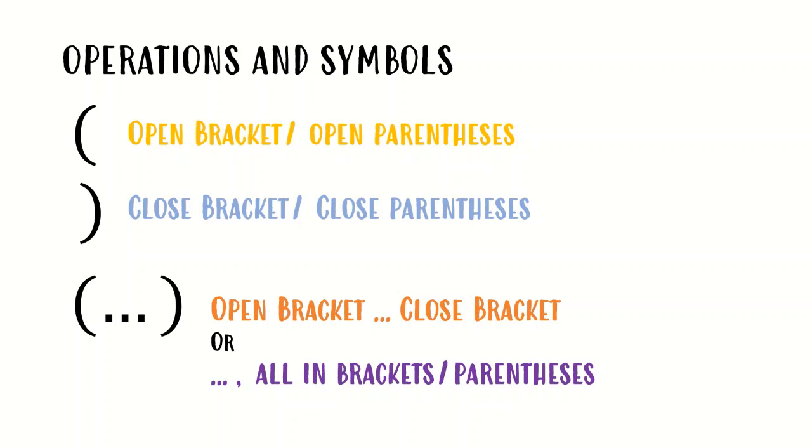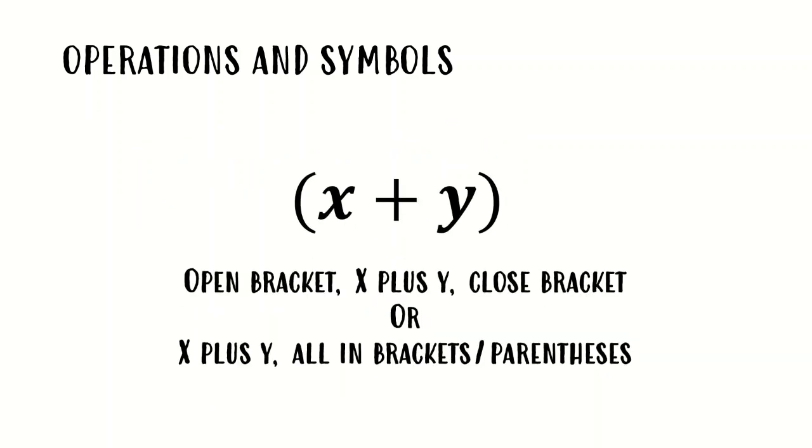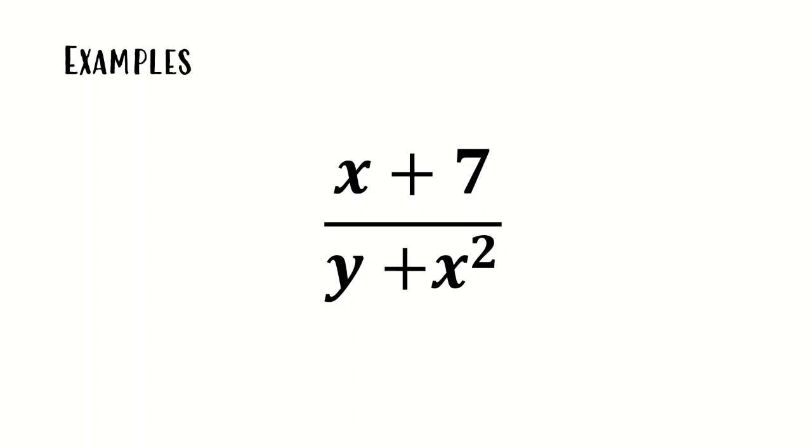To say an expression that is in brackets or in parentheses, we would say perhaps open bracket and then say the expression inside and then close bracket. So open bracket, XYZ, close bracket. Or we can say the expression inside and then afterwards say all in brackets or all in parentheses. So XYZ, all in parentheses. Let's look at some examples of this as well. Yeah, so this would be x plus y, all in parentheses or all in brackets, or you could say open bracket x plus y, close bracket. Yep.